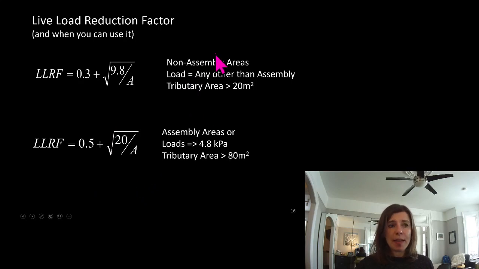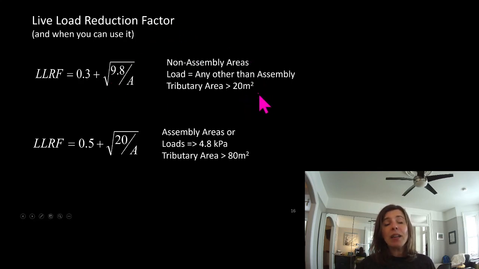For a non-assembly area, if our tributary area is less than 20 meters squared, our live load reduction factor is 1. You don't get to do anything. You don't touch your live load. The factor for live load reduction is 1. It does not mean your live load goes away. It means that you don't get to reduce it at all. Remember, this is a reduction factor.